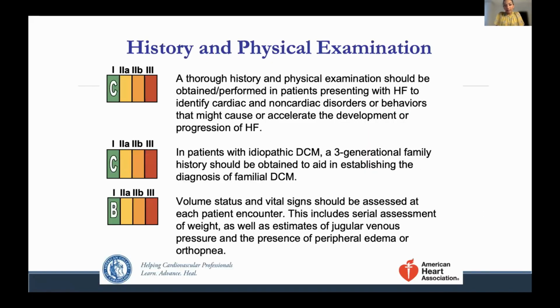So history and physical examination, these are the guideline recommendations for what your history and physical examination should encompass. Essentially this should be geared towards identifying cardiac and non-cardiac disorders or behaviors that might cause or accelerate the development or progression of heart failure. In patients with idiopathic dilated cardiomyopathy, a 3-generational family history should be obtained. And volume status and vital signs should be assessed at each patient encounter. This includes serial assessment of weights, estimates of JVP, presence of edema or orthopnea.